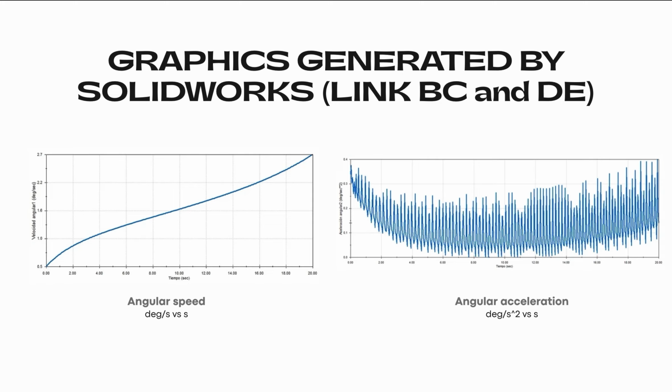Since the screw transforms rotational motion into linear displacement, small variations in the thread movement and in the geometry of the scissors jack can generate fluctuations in acceleration. For this reason, the acceleration graph is not completely smooth.